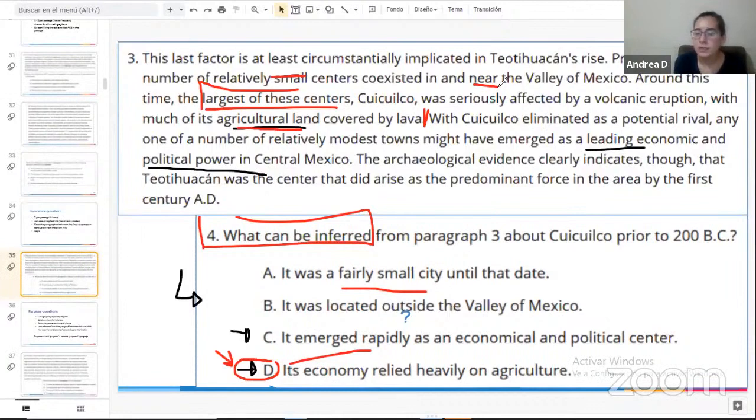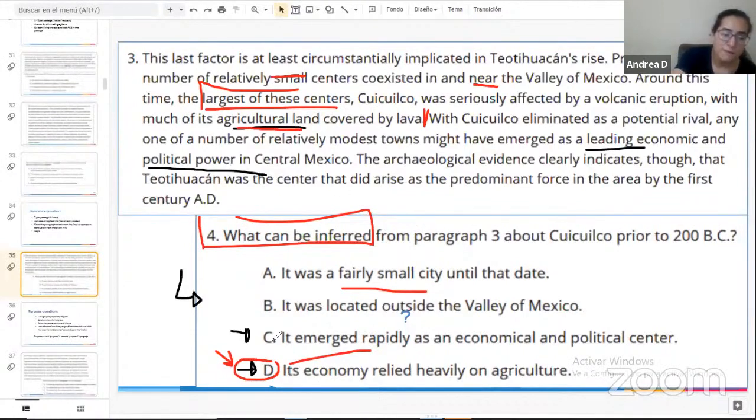And here, what they're trying to prove is how Cuicuilco was eliminated as a rival, and that's because their agricultural land was covered by lava and they depended on agriculture. So read between the lines, guys. Usually you have to look for that step that's missing. You have step 1, step 2, and then you're missing something in there.